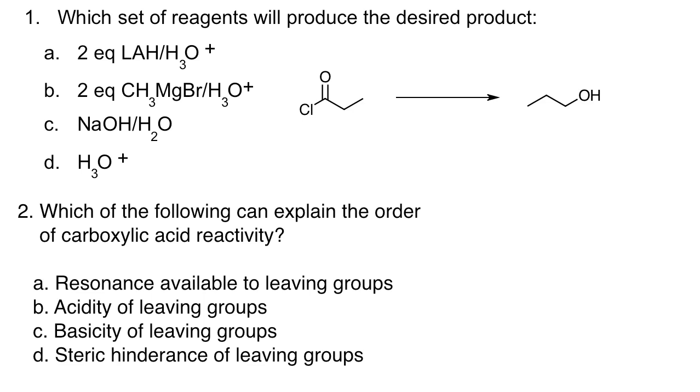There is some stuff in the questions here that relates back to the initial previous video, because this was a two-part series. So, number one, which set of reagents will produce the desired product? You can see the reaction on the right. You have an acid chloride going over to a primary alcohol. You need to pick out the set of reagents that would do that most effectively.